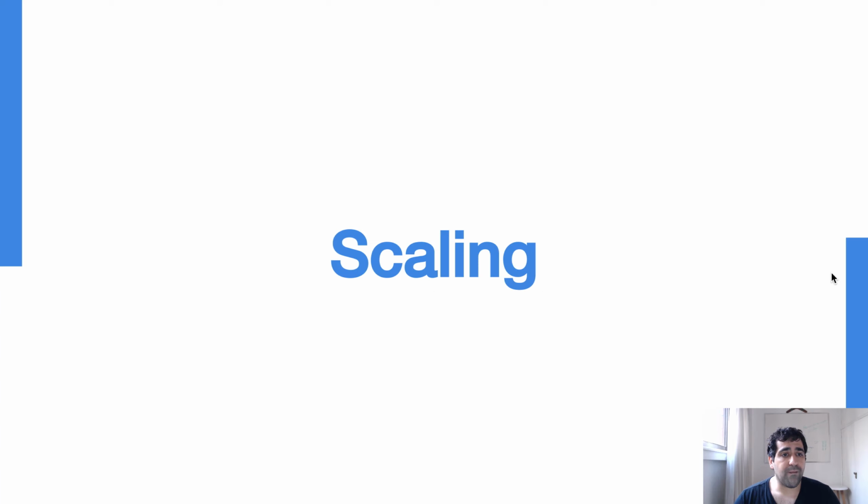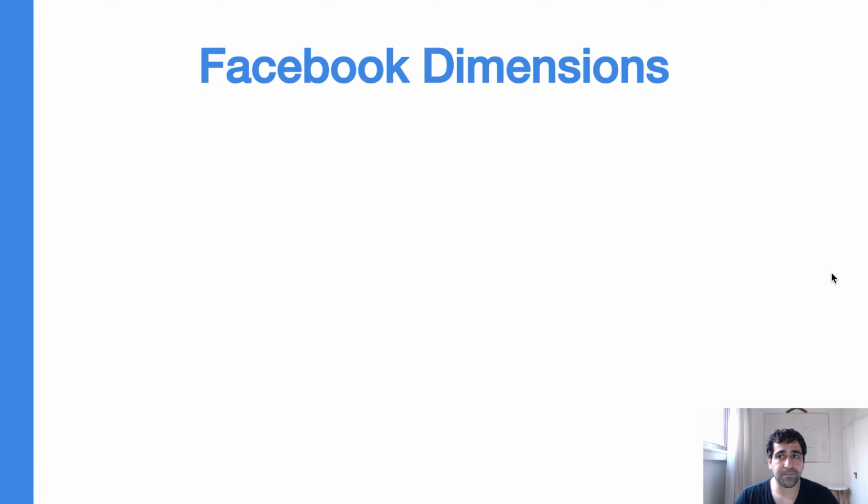Now, let's talk about scaling, which is going to be the last piece of this Facebook traffic blueprint training. And before we do that, I want to talk to you about the Facebook dimensions. Facebook dimensions is something that we need to consider, because you can scale on a specific dimension or on several dimensions, but before that you need to understand what those dimensions are, right?